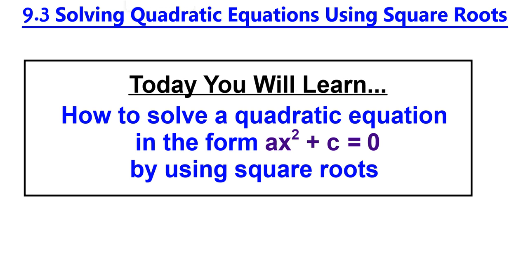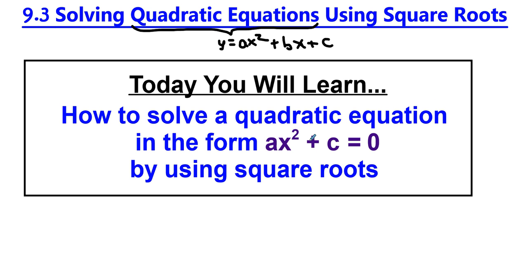This is section 9.3, solving quadratic equations using square roots. So remember, a quadratic equation is an equation that can be written in the form y equals ax squared plus bx plus c. And in this case, for the section today, it says you're going to learn how to solve quadratic equations in the form ax squared plus c equals 0 by using square roots.